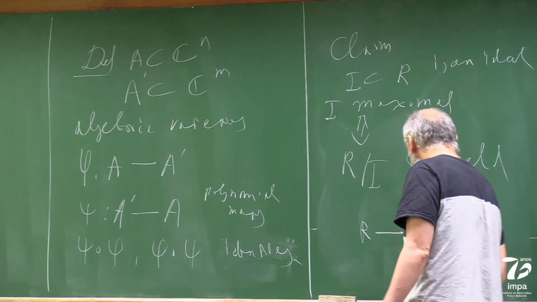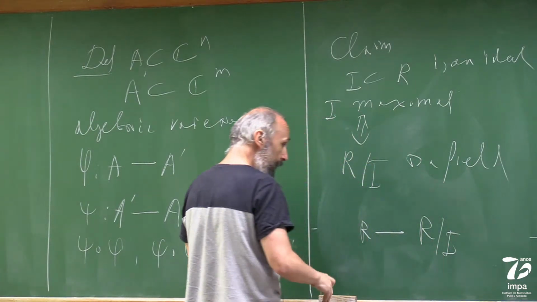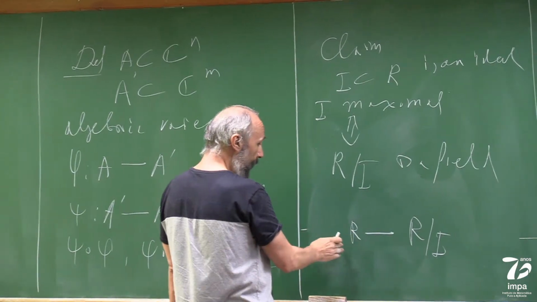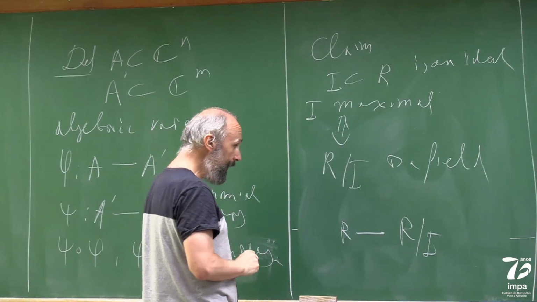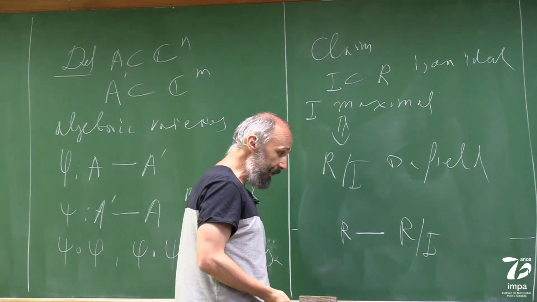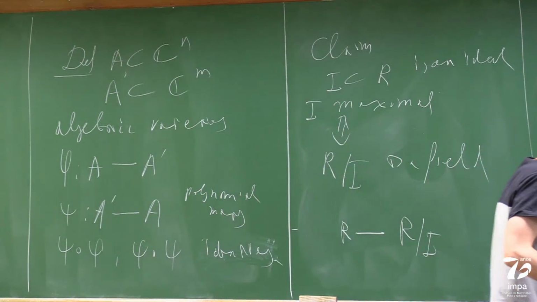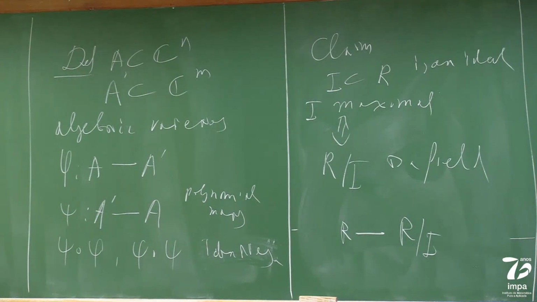Conversely, if the quotient is not a field, I is not a maximal ideal, and if I is not a maximal ideal, then the quotient is not a field because it has another ideal, which is bigger than I. Okay.